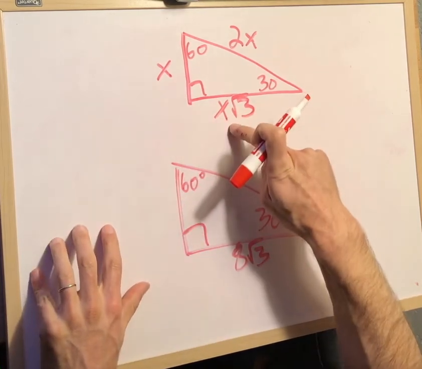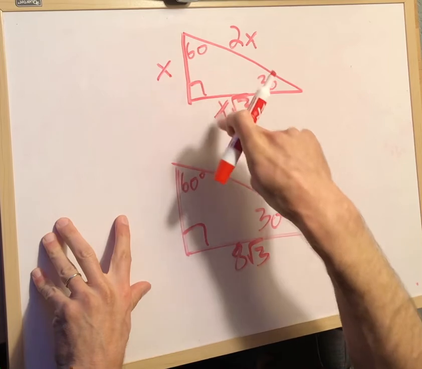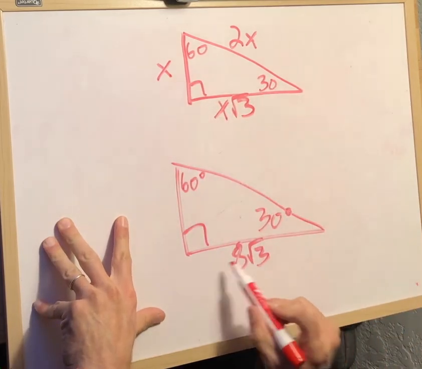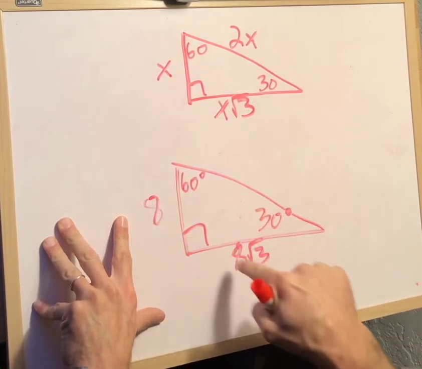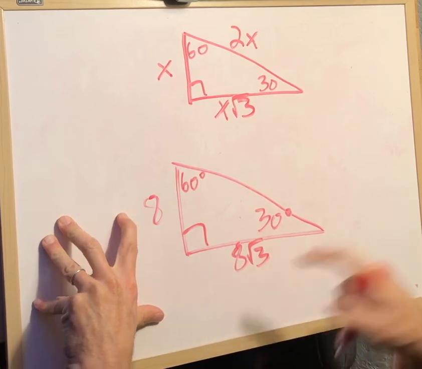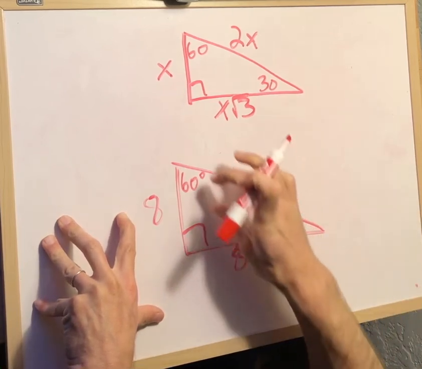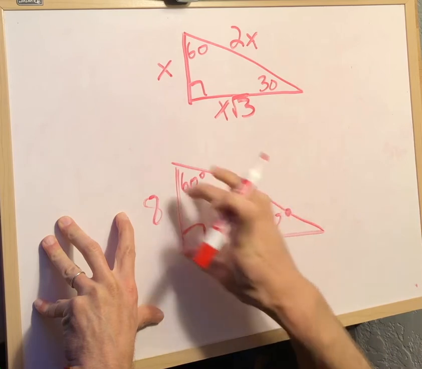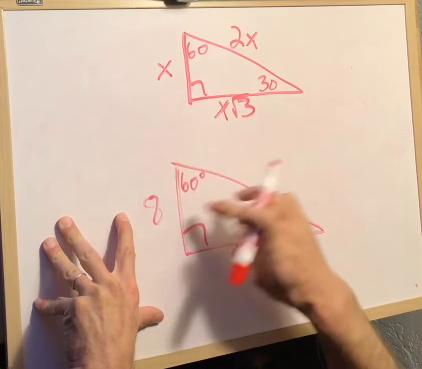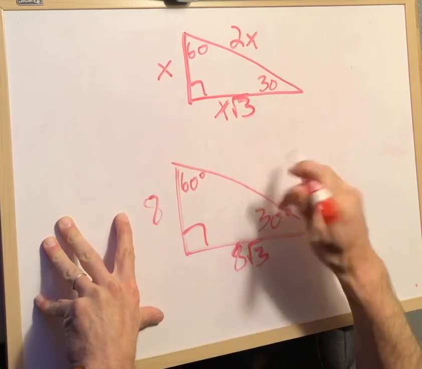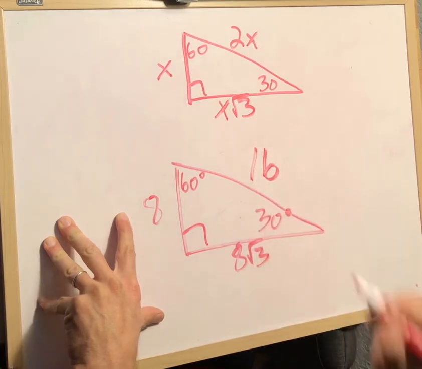This side is always your small side times root 3. So this is 8, because 8 times root 3 is 8 root 3. So whenever you're given the side across from the 60, the shorter leg is just this number. And then your hypotenuse is twice that, which is 16.